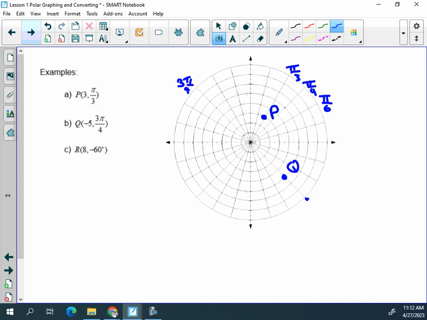And then we've got r at (8, -60 degrees). So first of all, -60 degrees is negative pi over 3. Remember, negative angles, we go clockwise, so that'll put us here, and then we want 8. So 1, 2, 3, 4, 5, 6, 7, 8. Yep, that's where it would be. There is your coordinate R.